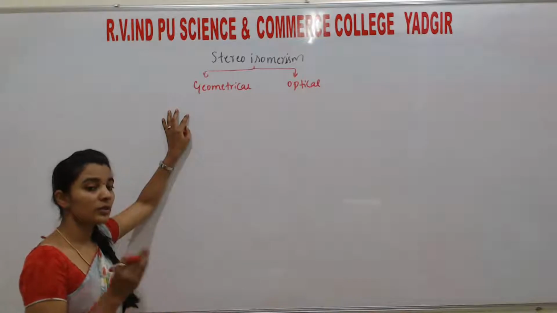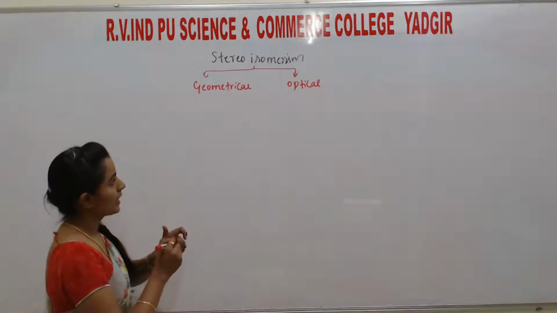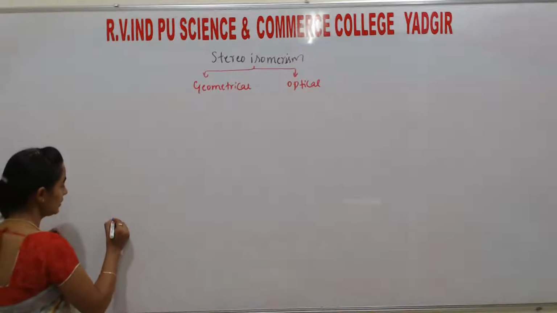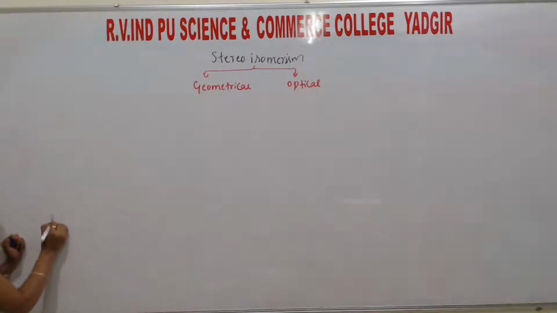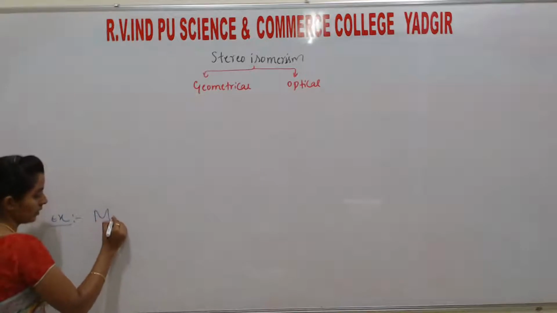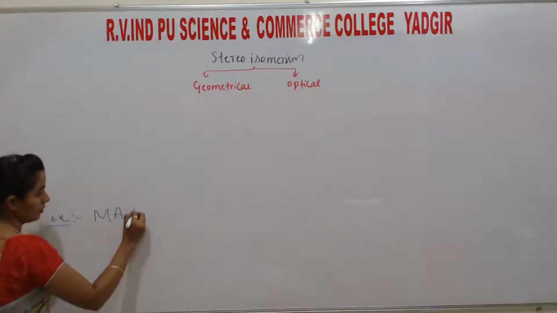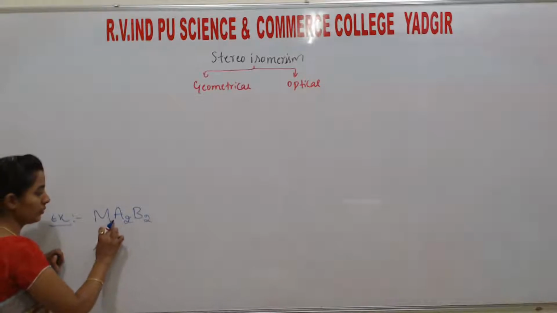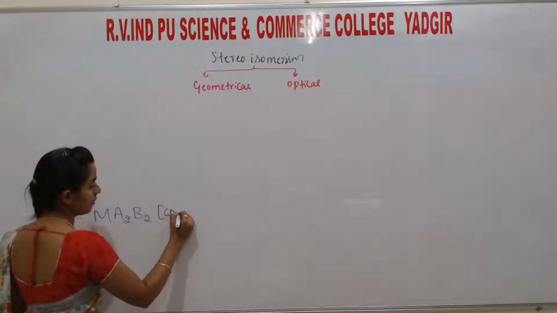In that geometrical isomer, two types are there: cis and trans. What is cis? What is trans? I'll explain with an example. I'll write an example here, students. Consider MA2B2, with the coordination number 4.